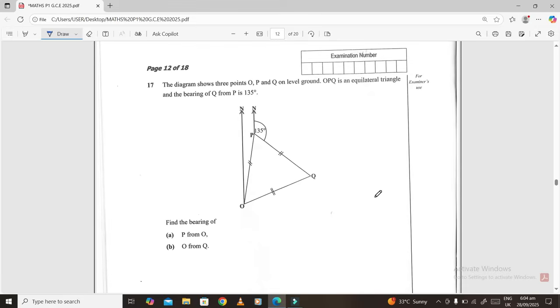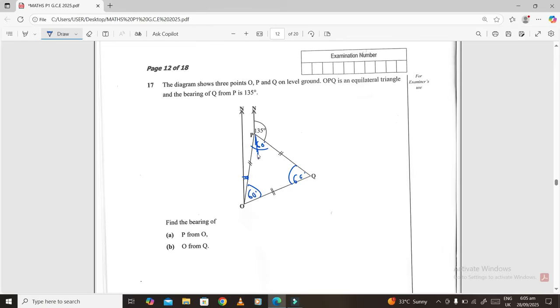Okay, we go to question 17. So this question, when you just look at the diagram, the way it looks, you discover that this is a 60 degrees angle, 60 degrees angle, 60 degrees angle. How did I know? Because all the sides are equal. So we're dealing with what we call an equilateral triangle. To find the bearing of P from O, we come here, we do our north. This is what we are looking for here. This bearing here.